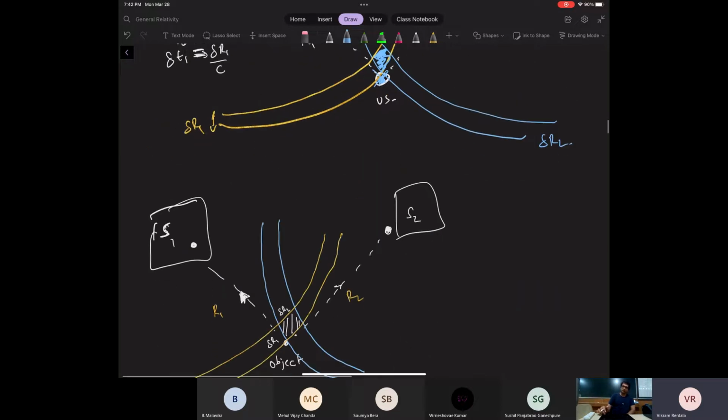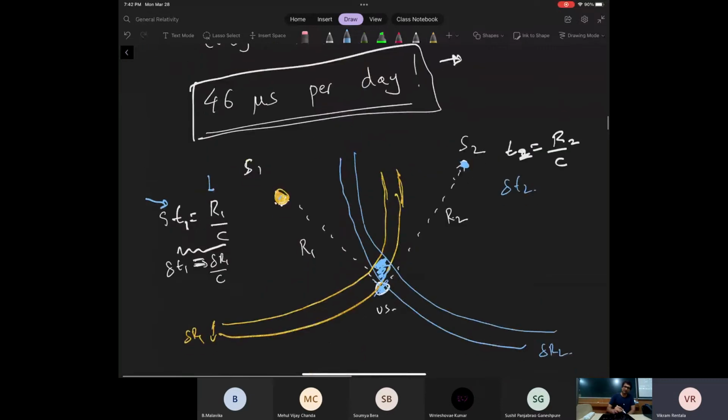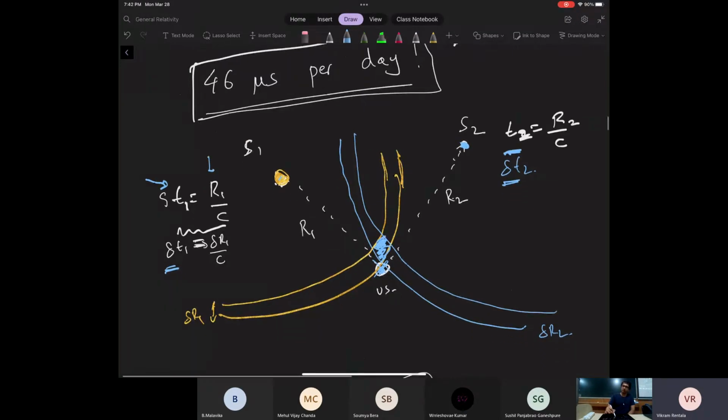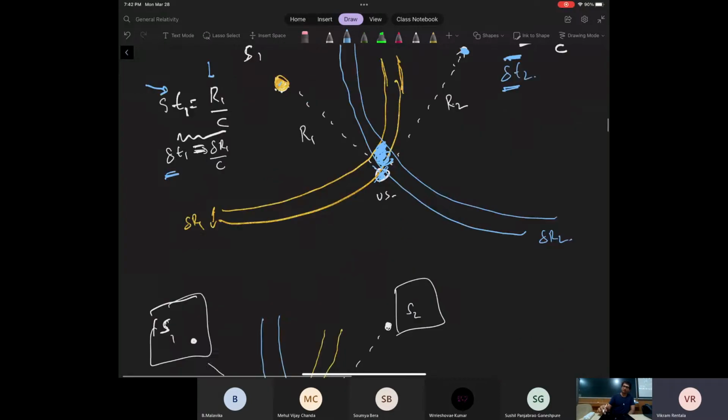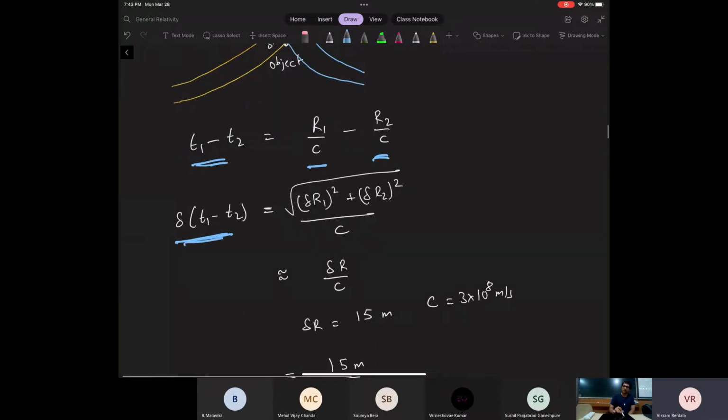Now suppose we want to localize ourselves. Let's calculate, given an error on the GPS timing measurement, an error on delta T1 and delta T2, what is the error that we make on localizing our position on the Earth? So T1 minus T2 is just R1 by C minus R2 by C. And the error on T1 minus T2, if you know this error formula, which you've taken in a data analysis course, is the square root of delta R1 squared plus delta R2 squared, where I've assumed that these are statistically independent errors on R1 and R2.